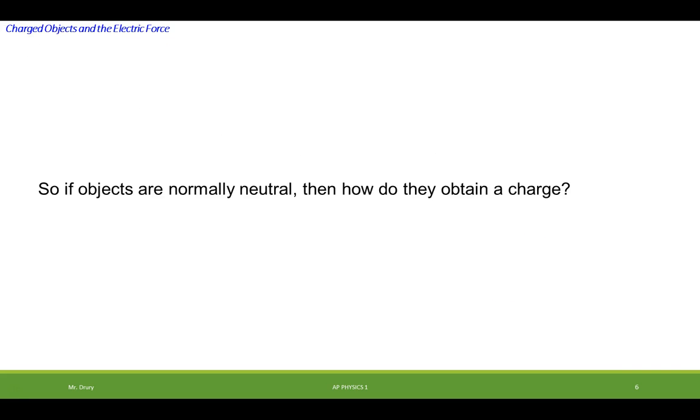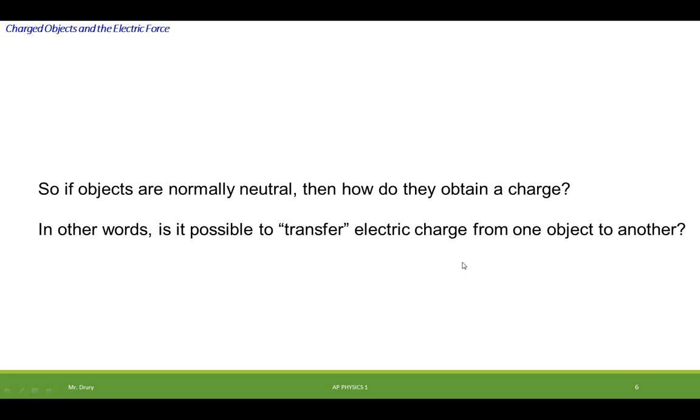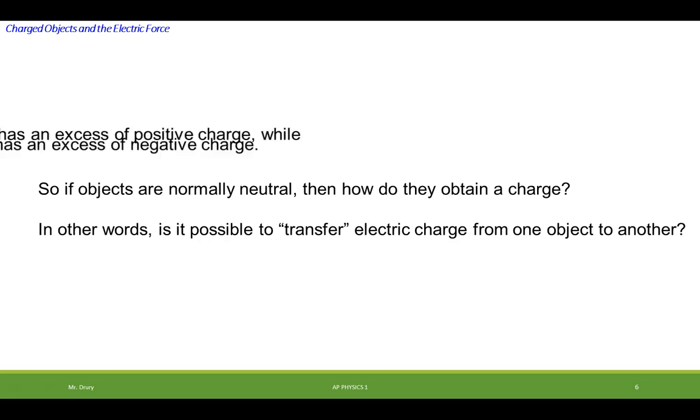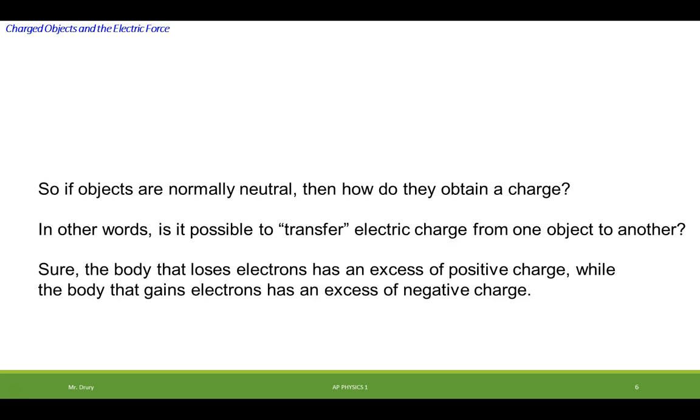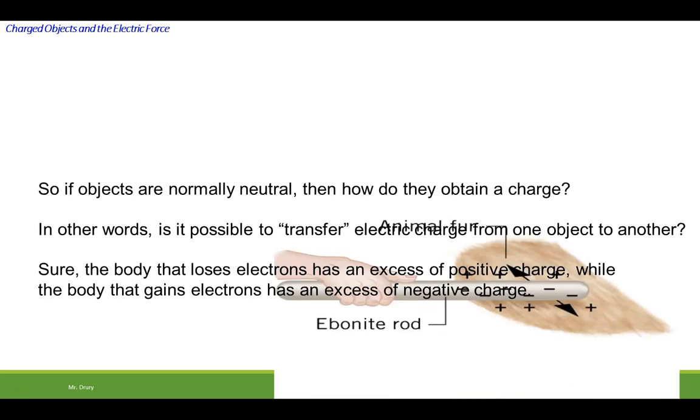So if objects are normally neutral, then how do we obtain a charge? In other words, is it possible to transfer charge from one object to another? Sure, but you have to remember that charge is only obtained on objects as they gain or lose electrons, because you can't gain or lose protons. If you did, you would actually change the element you're talking about. So only electrons can move.